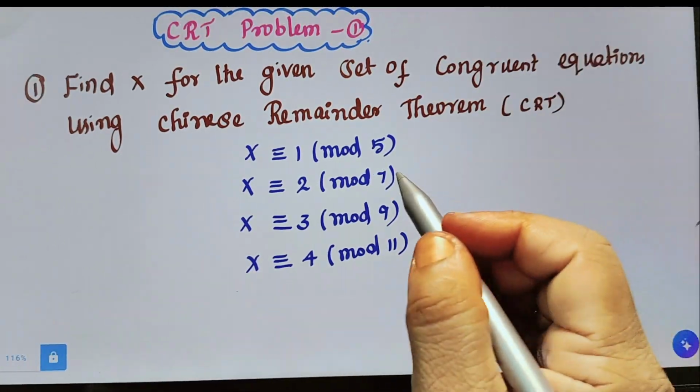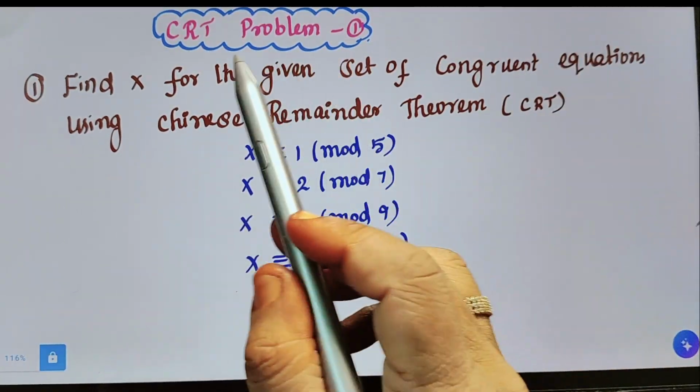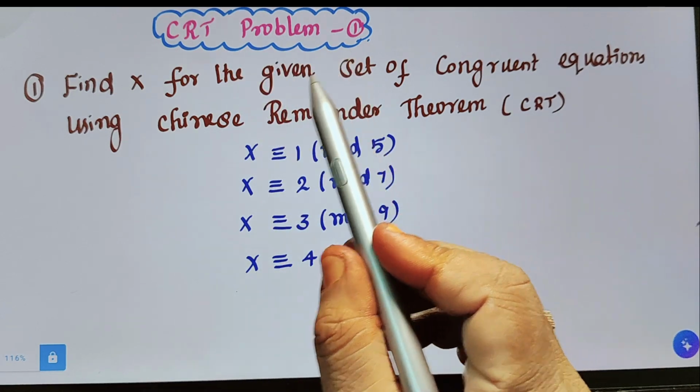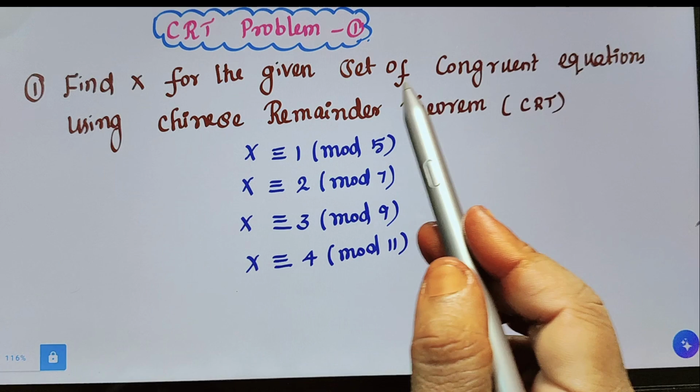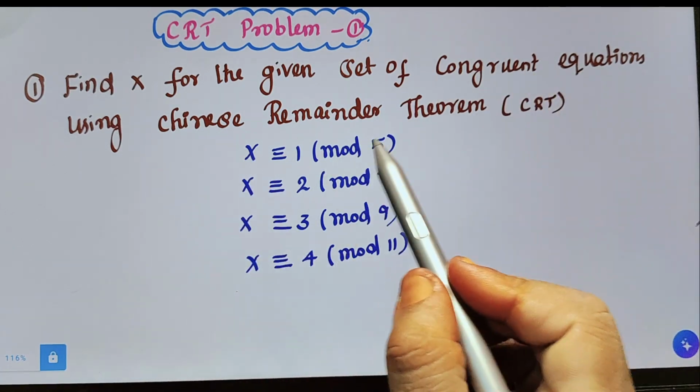Hello everyone. In this video, let me show you a CRT-related problem, that is Chinese remainder theorem problem number 1. Let me solve the problem. Find x for the given set of congruence equations using the Chinese remainder theorem.